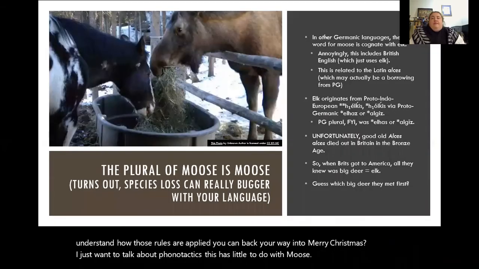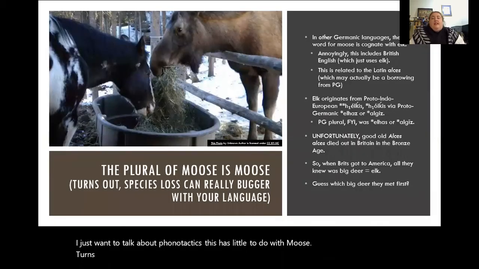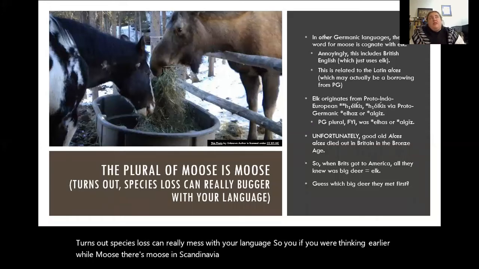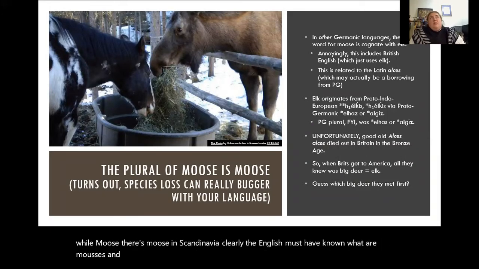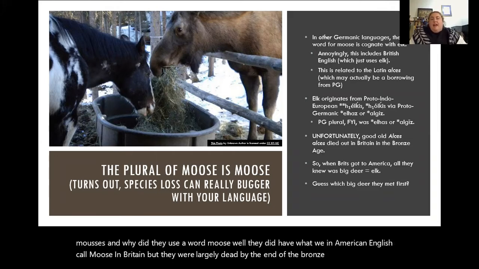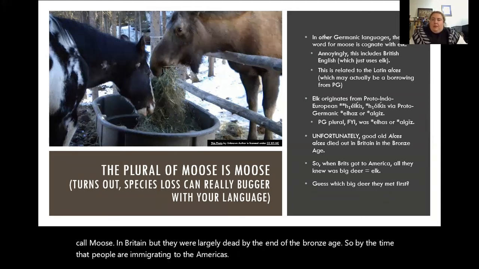So, turns out species loss can really mess with your language. So if you were thinking earlier, well, there's moose in Scandinavia, clearly the English must have known what a moose is, and why didn't they use a word like moose? Well, they did have what we in American English call moose in Britain, but they were largely dead by the end of the Bronze Age. So by the time that people are immigrating to the Americas, we have a problem.